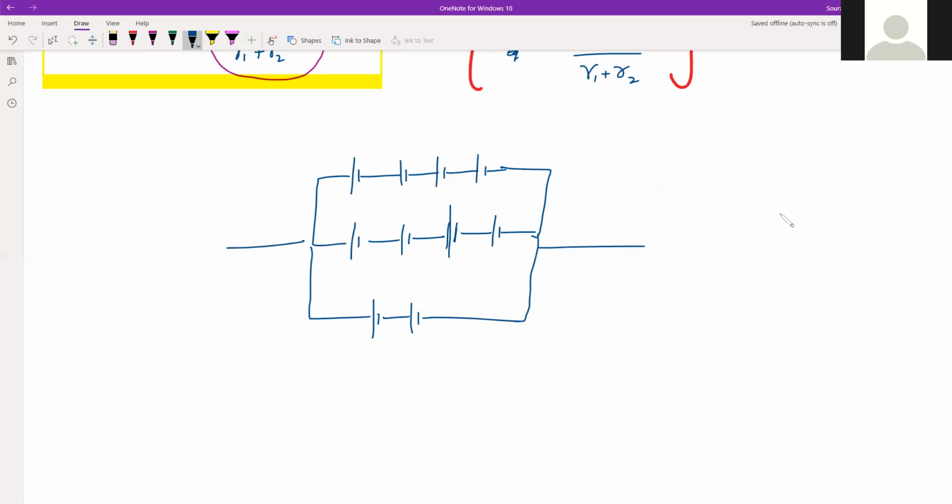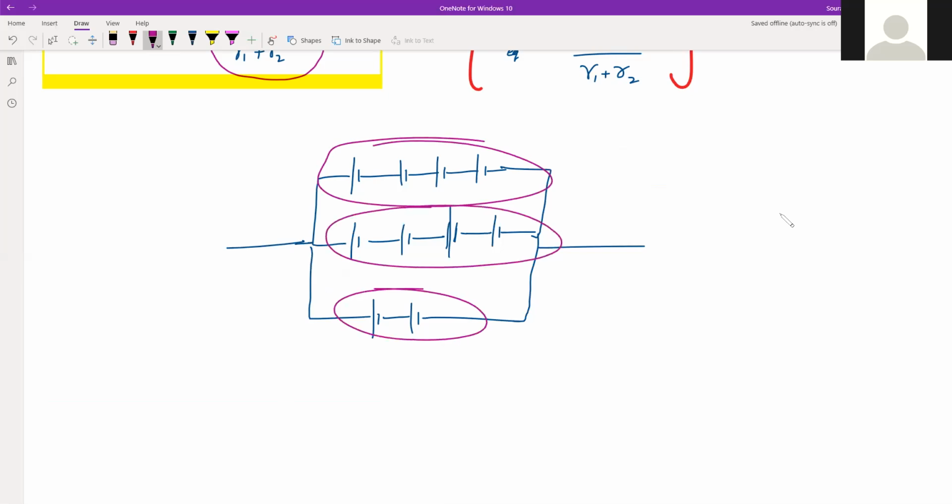So no need to worry about such complex circuits. First, solve it for individual series, find the equivalent EMFs, and then find the equivalent of those parallelly connected EMFs. So that's how we are going to solve such problems having multiple cells grouped in series, parallel, or a combination of both.